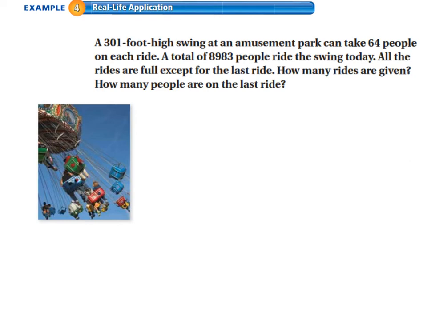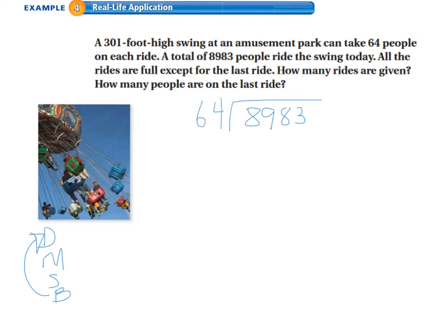8,983 and 64. So again, I'm going to do my dirty monkeys smell bad and repeat the process. So 8,983 is my dividend. My divisor is 64. Starting with the divide. There are no groups of 64 in 8, so I'm looking at 89. How many groups of 64 are there in 89? There is just one. Multiplying 64 times 1, I get 64.